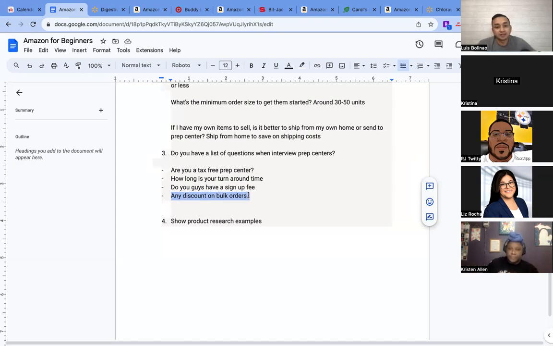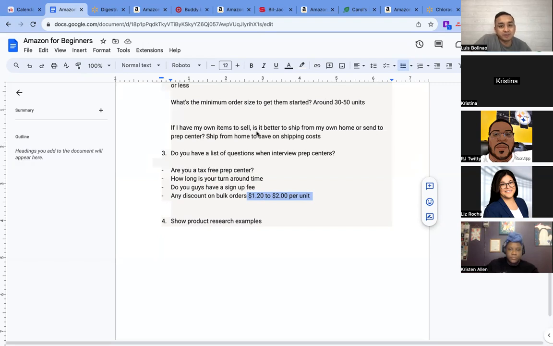I also want to add that these prep centers usually charge, I want to say, around $1.20 to $2 per unit. So I would stick with this range because you don't want to pay too much on prepping costs, right? And then I think Liz has a question in the chat.